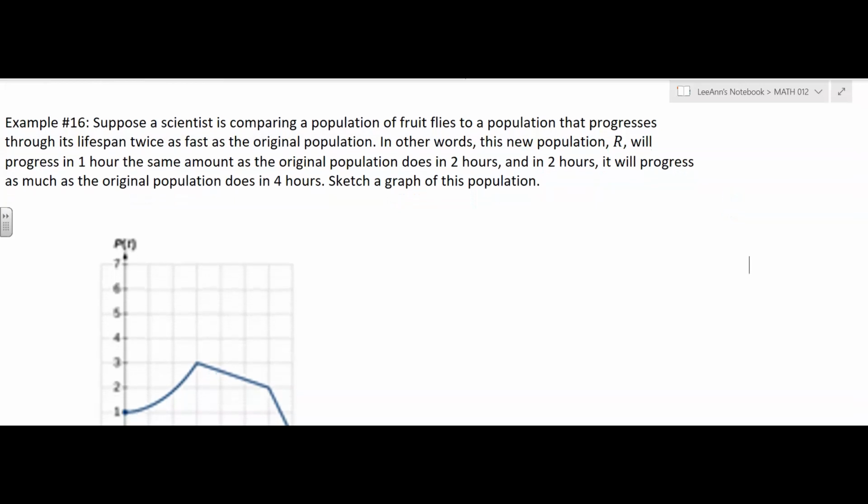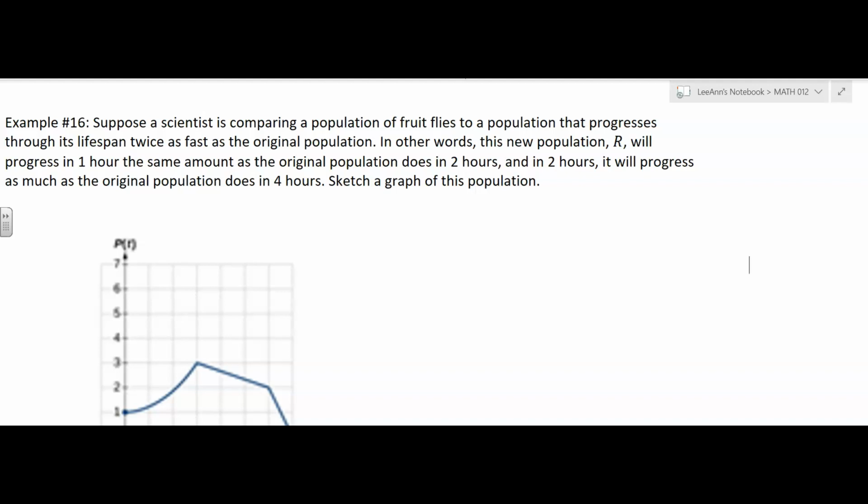Okay, suppose a scientist is comparing a population of fruit flies to a population that progresses through its lifespan twice as fast as the original population. In other words, this new population, R, will progress in 1 hour the same amount as the original population does in 2 hours, and in 2 hours it will progress as much as the original population does in 4 hours. Sketch a graph of this population.